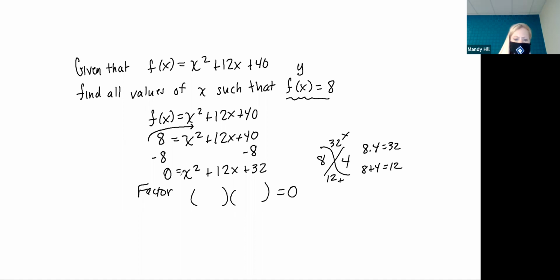This one doesn't have to get divided by anything because there's no number in front of the x squared. This one's one of the easy ones, remember? If it's just a 1, you can just be done and say, well, that's x plus 8 and x plus 4.